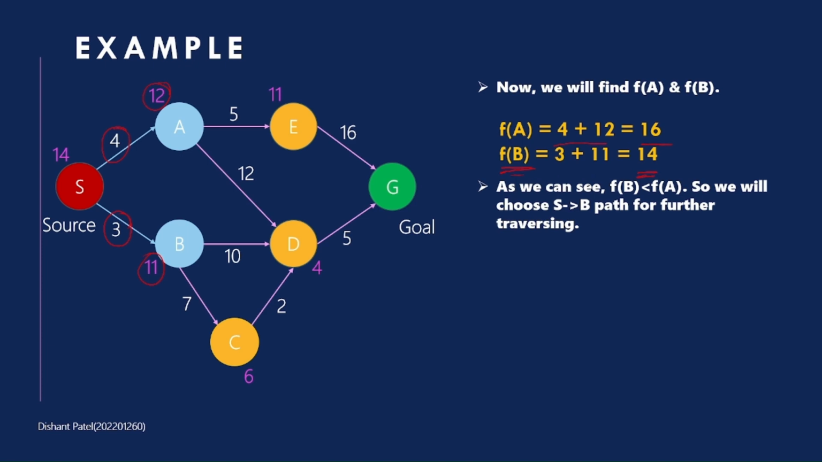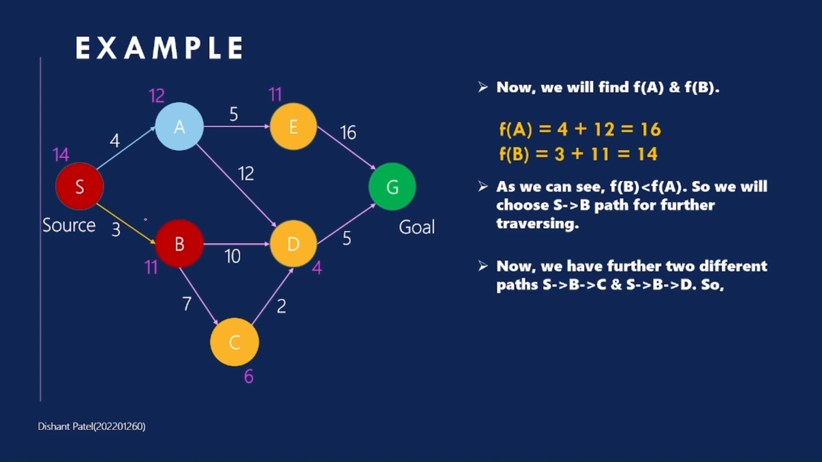So here f of B is less than f of A, so we will choose the S to B path for our further traversing. Further we have two more paths, B to D and B to C.